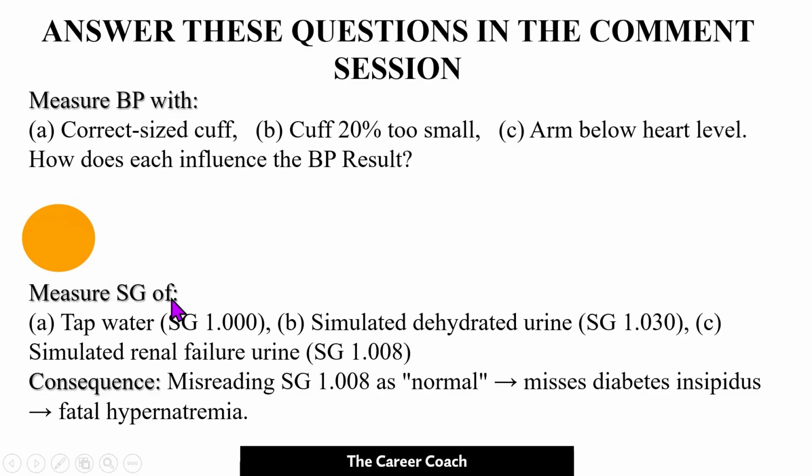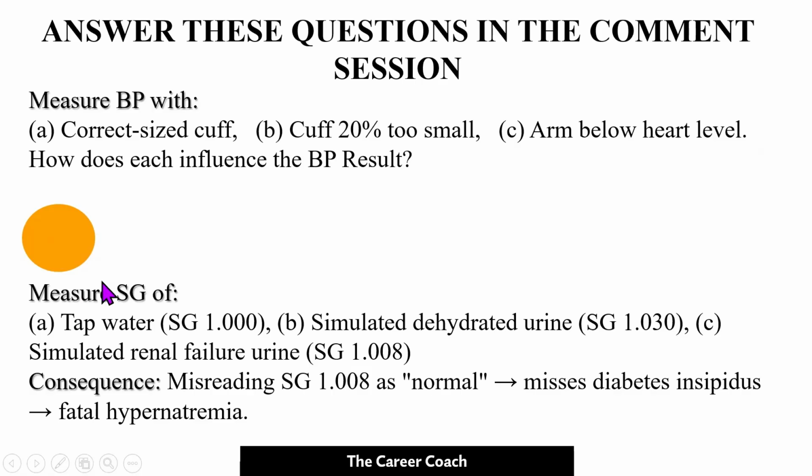Measurement of specific gravity. Specific gravity of tap water in A is 1.000. Simulated dehydrated urine is 1.030. Simulated renal failure urine specific gravity is 1.008. Consequence: misreading specific gravity 1.008 as normal will make you miss diabetes insipidus, leading to fatal hypernatremia.